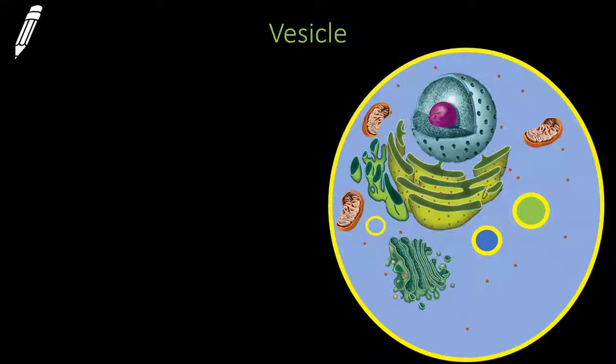Next, we have a vesicle. And a vesicle is very similar to a vacuole, but it's much smaller, and it's used to transport materials. Okay, so if the cell wants to take something in, it's going to put it in a transport package called a vesicle. Okay, very similar to a vacuole, but a vacuole is for storage, a vesicle is for transport.